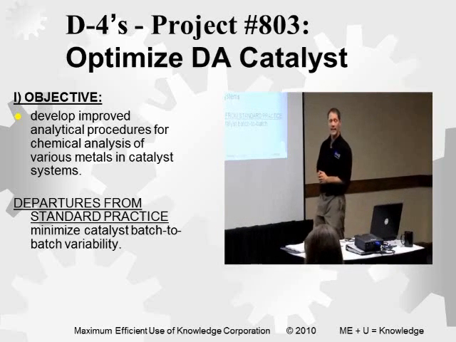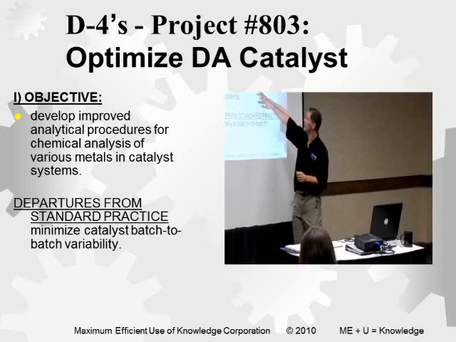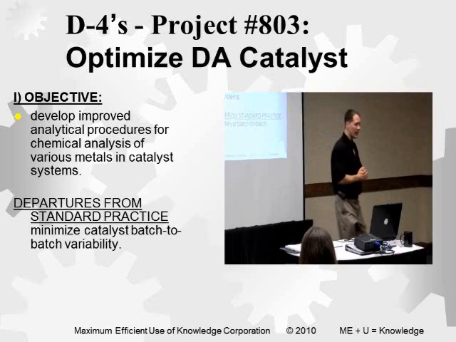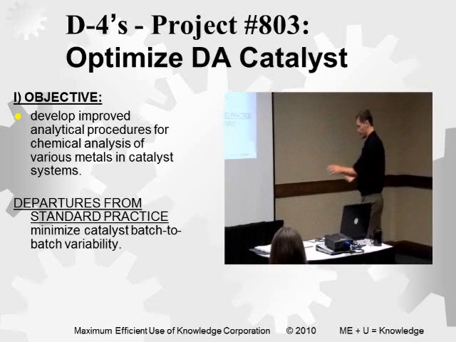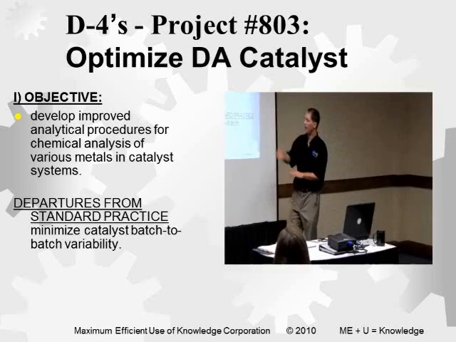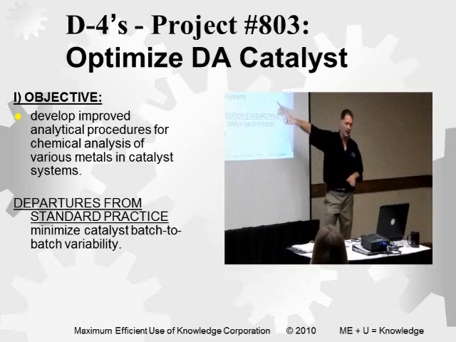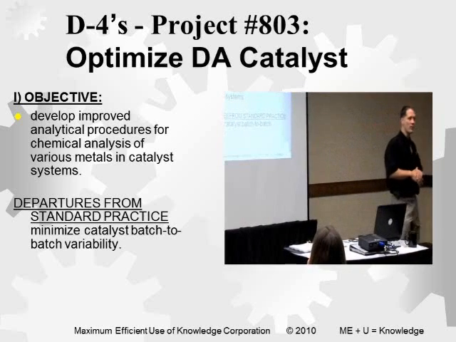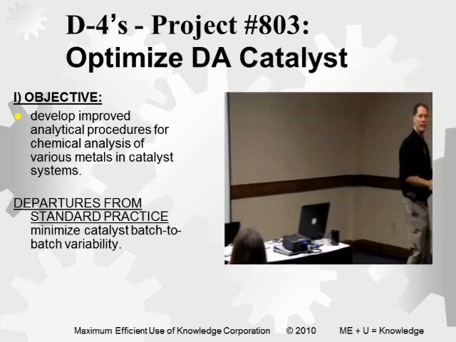So what we're told here in the chemicals industry example is that we want to develop analytical procedures to analyze various chemicals in our systems. And really the goal and departure from standard practice here is to minimize the batch-to-batch variability. And you see this in a lot of industries.